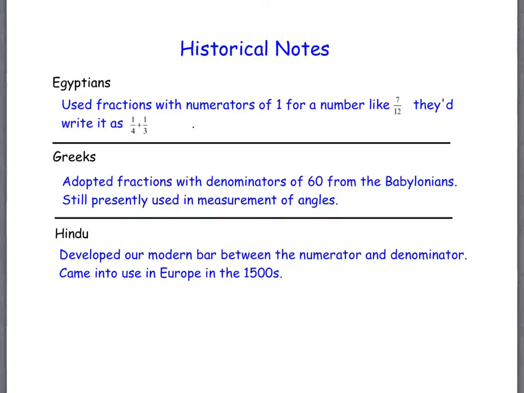It's not very friendly. The Greeks adopted fractions with denominators of 60. So now all their denominators are the same. They got it from the Babylonians, and we still presently use this in measurement of angles. Do you remember doing anything in geometry or trigonometry with 60s? Things with 60 degrees, things like that. We also use it somewhere else. Do you know where we use something with 60s? Minutes on a clock, right? 5 out of 60 minutes in an hour, that sort of thing. So we use that idea of a base 60 a lot.